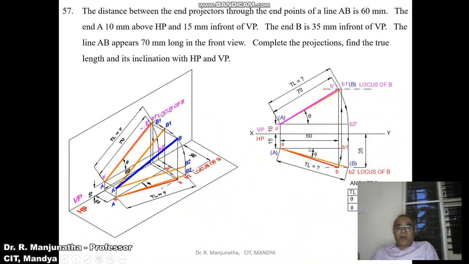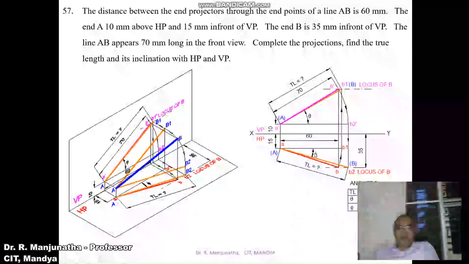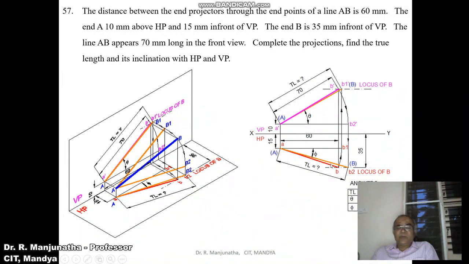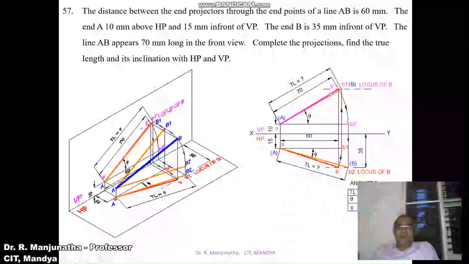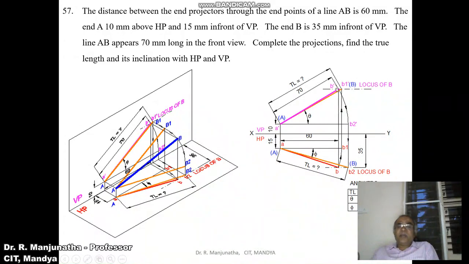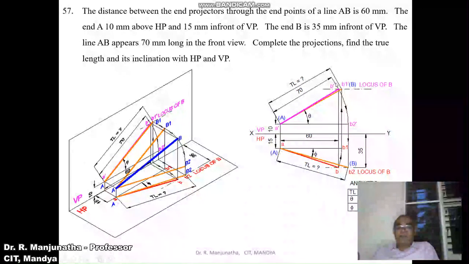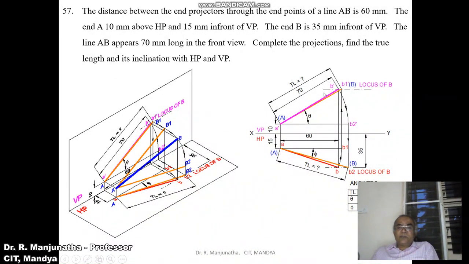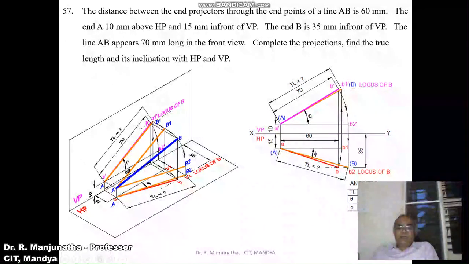So this is how, and you mark the dimensions. Here you give an unknown, which is phi, the true inclination with respect to the vertical plane, and you show this particular part as theta, which is the true inclination with respect to HP. Then show the dimensions 10, 15, 60, 35, 10 mm, and 70 mm here. Then from A dash to B1 dash, you show the true length as a question mark, and phi and theta need to be found out.